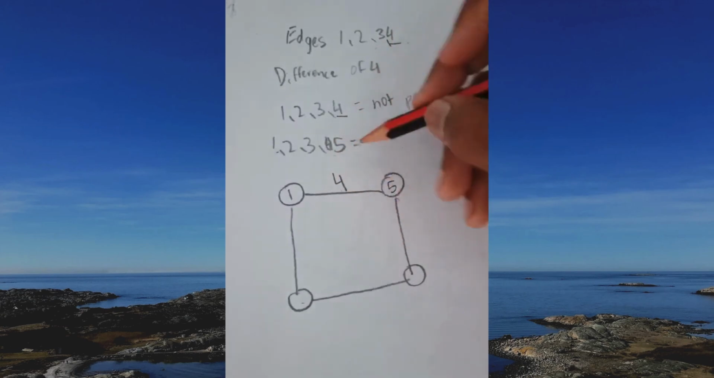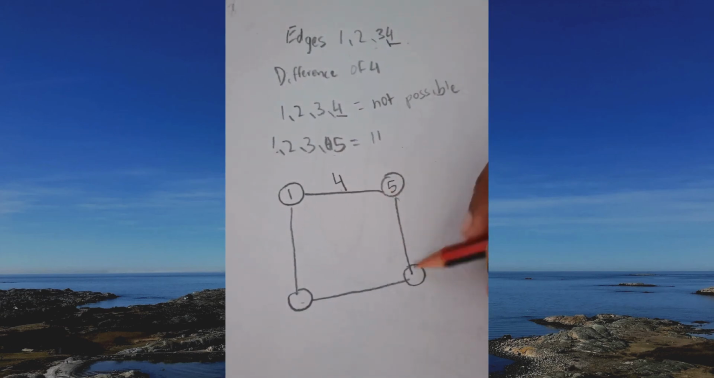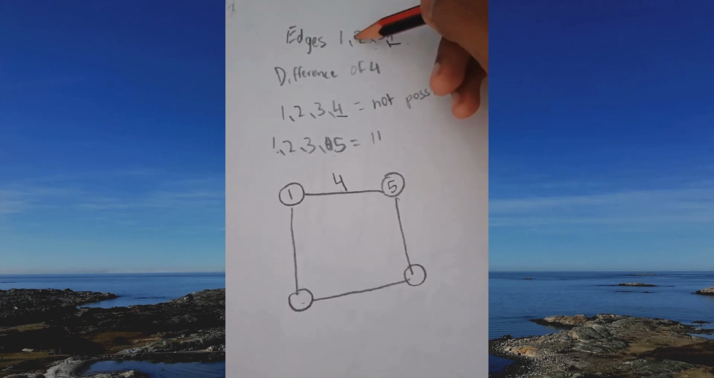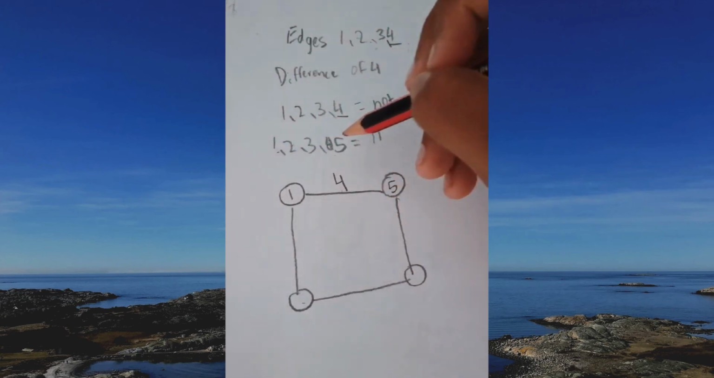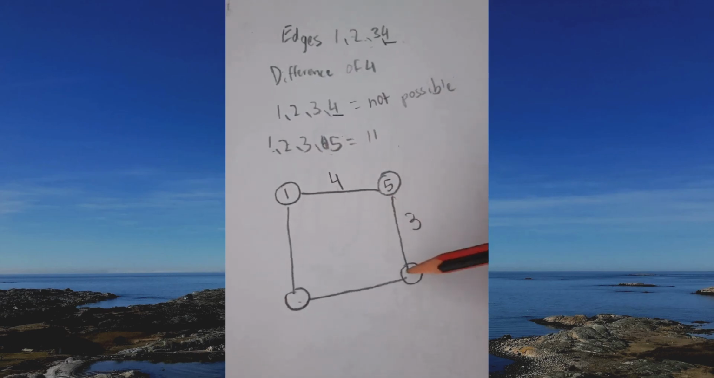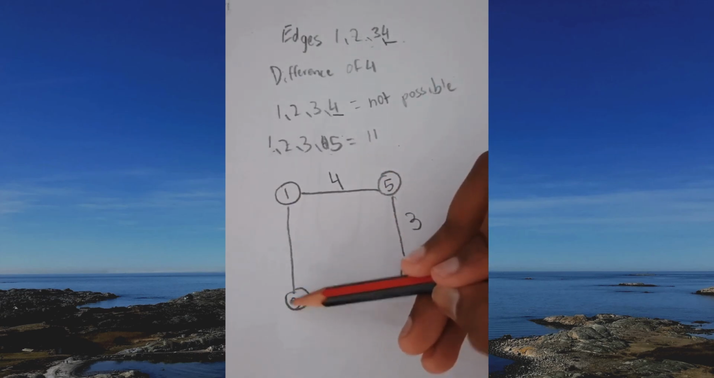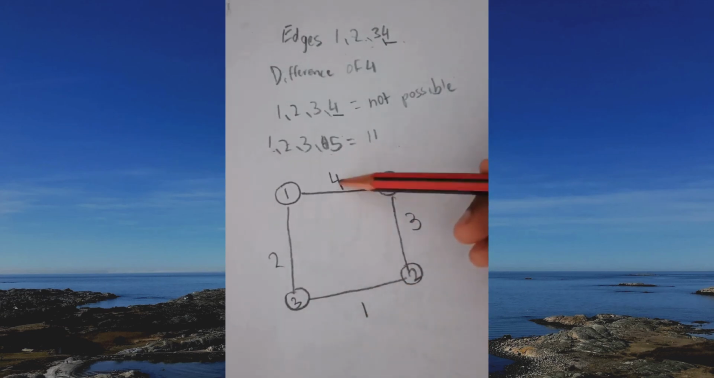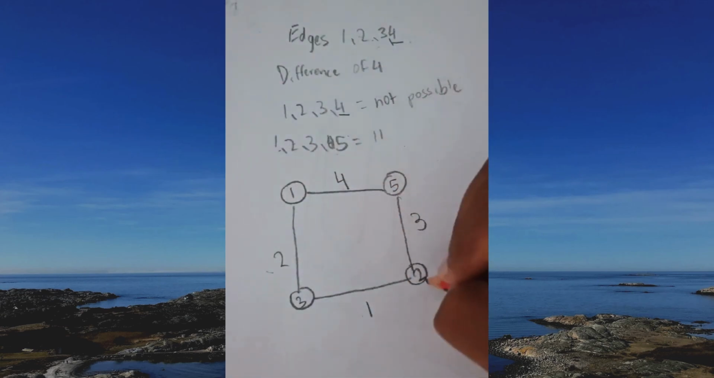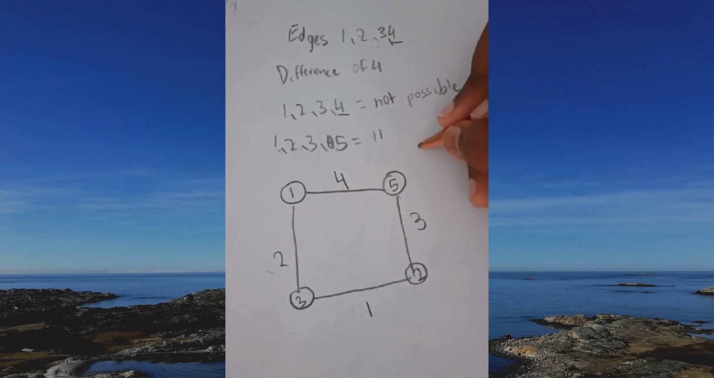Edge number 4. So 5 has to be next to either 3 or 2. But to get a difference of 3, we'll put 2 on the other side. So now it's 5 and 2. So 4, 3 are the edges. So the next one has to be 3. So 3 and 1 subtraction is 2. 3 minus 2 is 1. So all of the edges fit together.